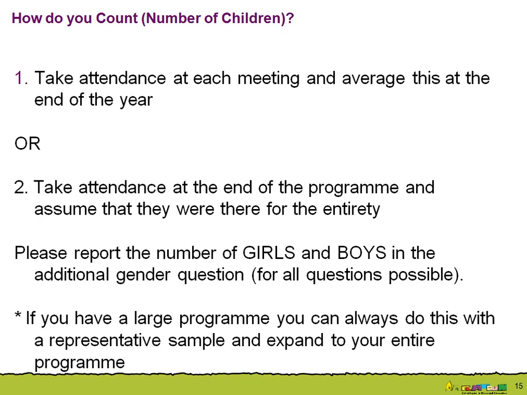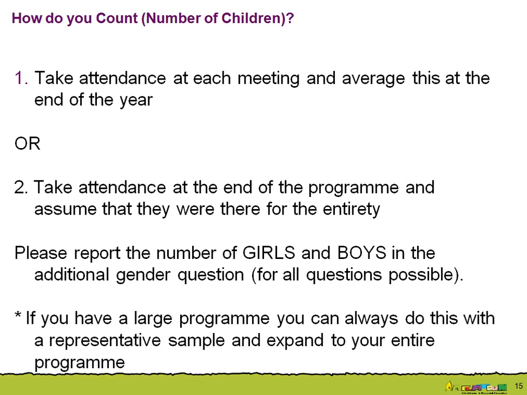So there are 2 ways that we suggest doing that. The first is more detailed and more accurate, and that is to take attendance at every single meeting or class and average this attendance at the end of the year. And that will give you the average of the number of students who are attending the Aflatun, Aflatine, Aflatot program during the year.